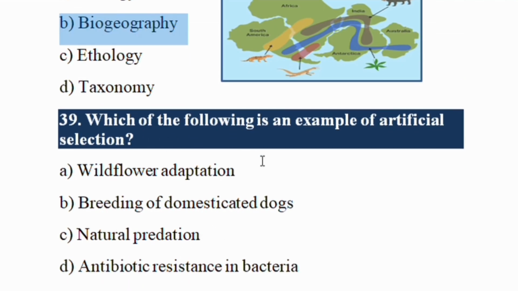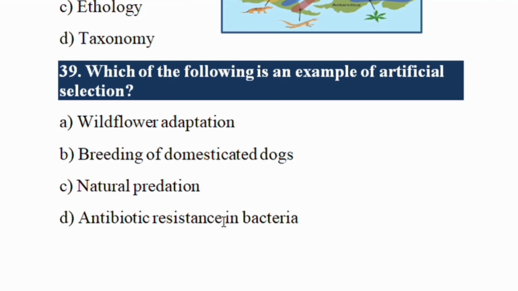Which of the following is an example of artificial selection? The example of artificial selection is wildflower adaptation. No. Beta is breeding of domesticated dogs. Yes. Here the right option is beta, breeding of domesticated dogs.